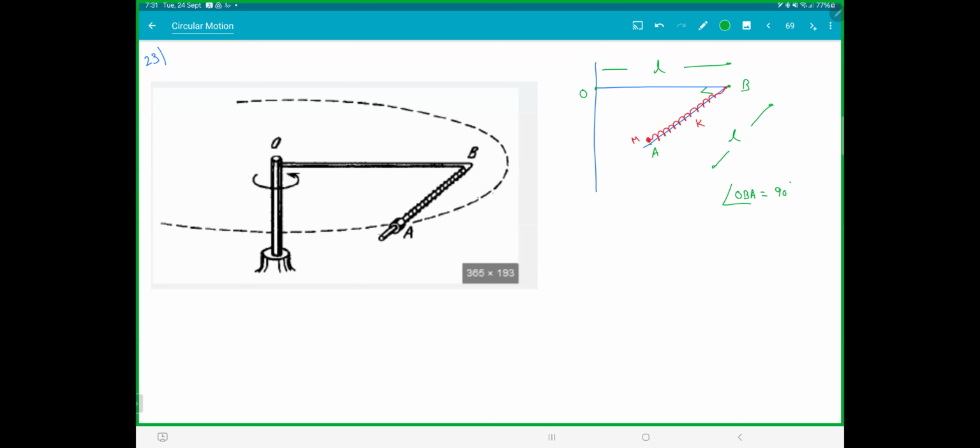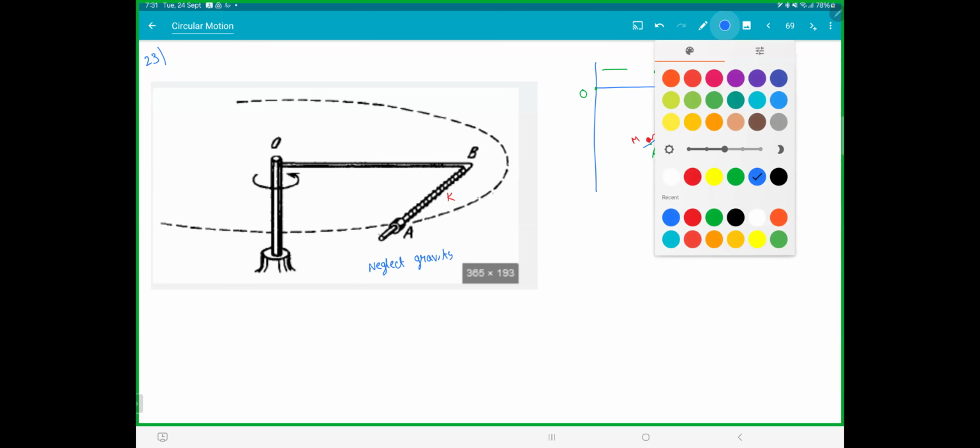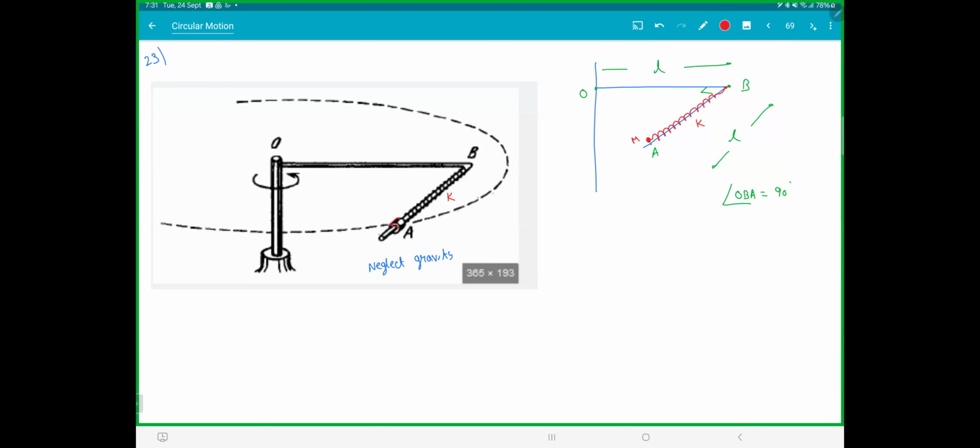So this whole setup is rotating. The spring constant is K. You can neglect gravity here. There's no gravity. There is this jacket kind of thing, like a hook. That is mass M. It's like a bead.